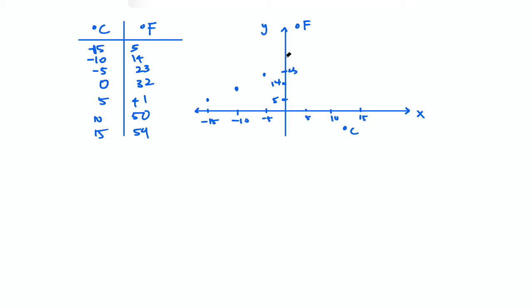At 0 degrees, we know it's 32. So this will be 32. Okay. At 5, we have 41. That's over here, right? And so on.